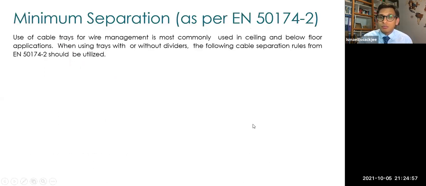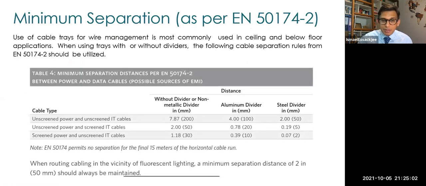So what do we do? What do we do when we have to lay power cables and communications cables next to each other? You have different types of IT cables: screened, unscreened. So this table, as per the standard EN 50174, is going to give you the minimum distance that you can keep. If you're having an aluminum divider in between, these are the values. These are given in inches and millimeters. Steel divider or non-metallic dividers is what you have. So you can consult that to give you an idea about the distances that you need to keep.